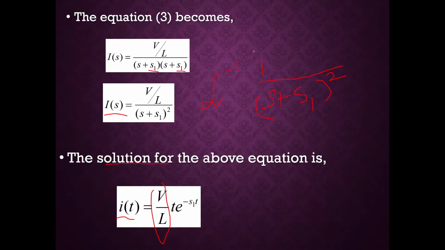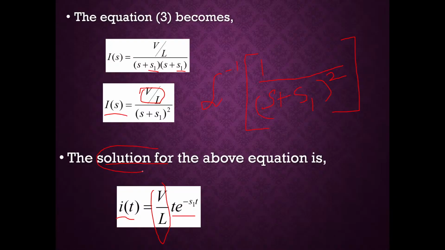Okay, inverse Laplace. This is the inverse Laplace of 1 by (s plus s1) whole square. Here V by L is constant. So the inverse Laplace is t e to the power of minus s1 t.